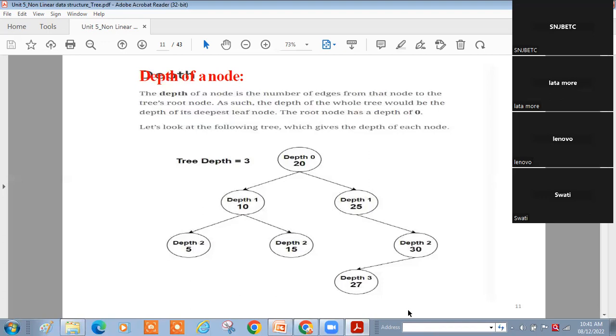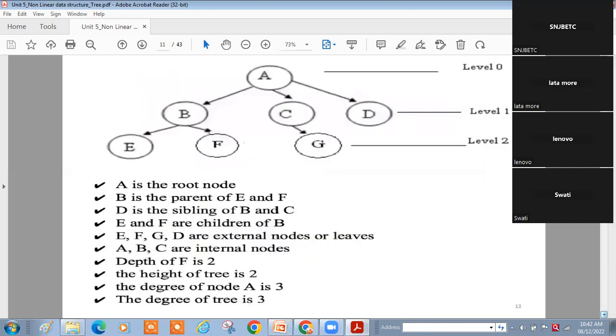So students, it is now more clear to you that the level of a node is nothing but the depth of a node. But level is not equal to height. Depth and level we start to count from the root node, and in case of height we count from the leaf node. Got my point? Fine. Now let's move forward.